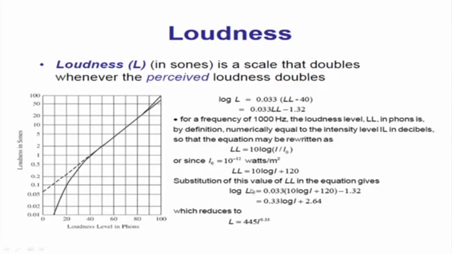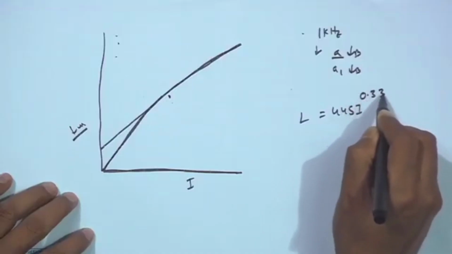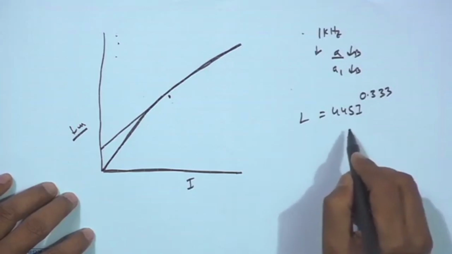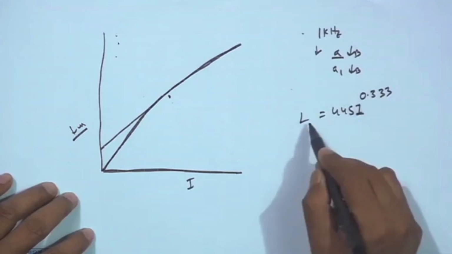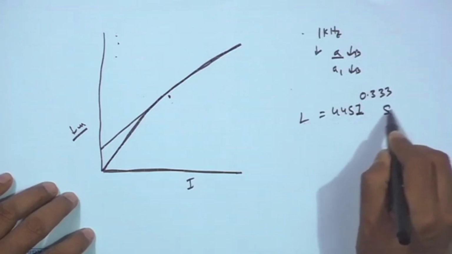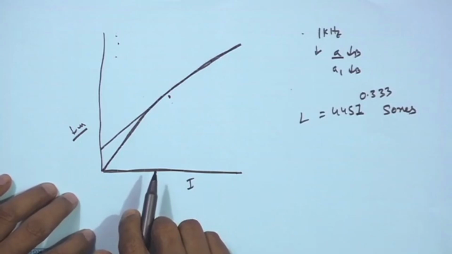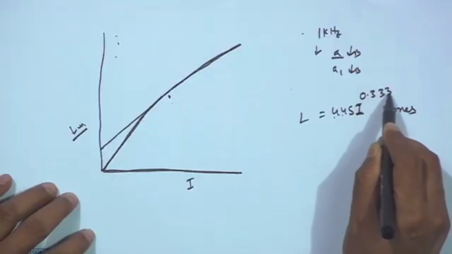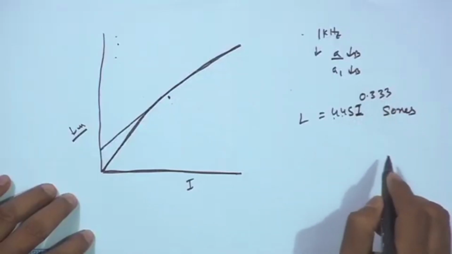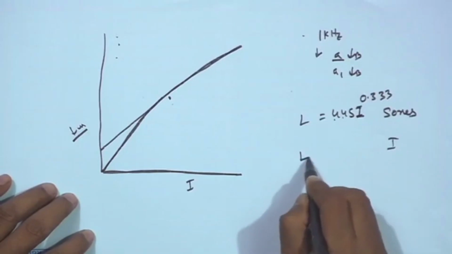So, L is equal to 445 I to the power 0.333. That is, if I know the intensity, I get the loudness in SONES, that many SONs. So, L is equal to 445 I to the power 0.33. If I know the intensity, then I can calculate loudness. Okay. So, this is the loudness SON curve.